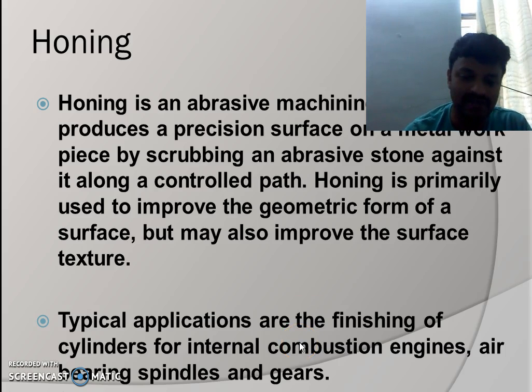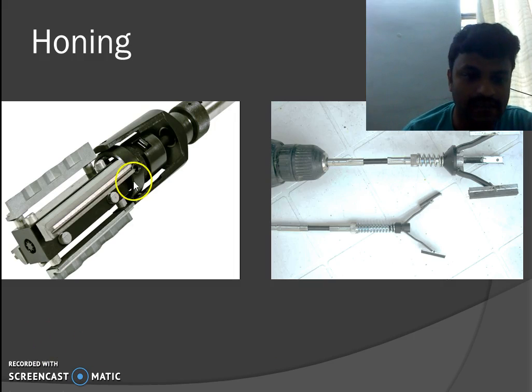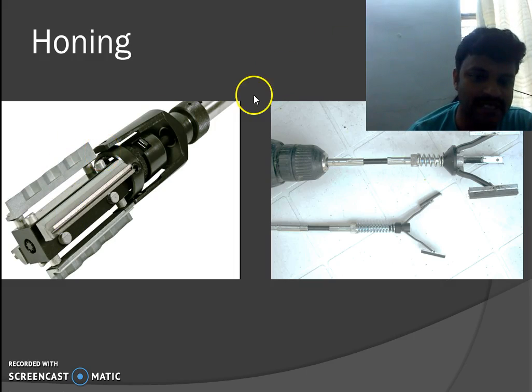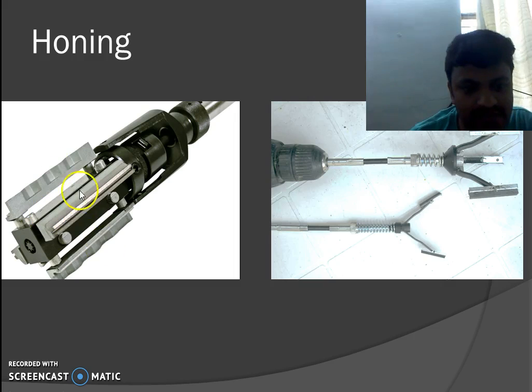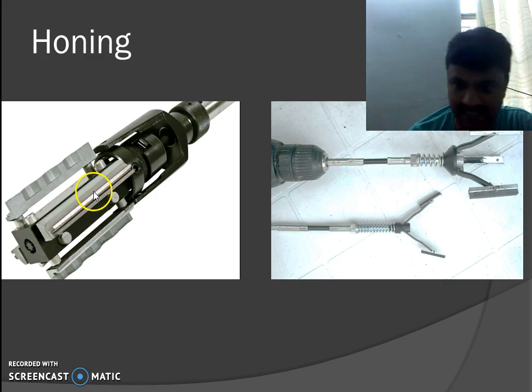Typical applications, as we discussed, the major application of honing is internal combustion engines, producing the engine cylinders, air bearing spindles, and gears. These are some typical applications of honing operations. We can see the tools with which we can produce smoother surface finishes. See here, this is one of the spindles, which we use and which rotates with respect to the center axis. These are the abrasive stones fixed to the end. Here you can see they are fixed at the proper offsets from the center axis.